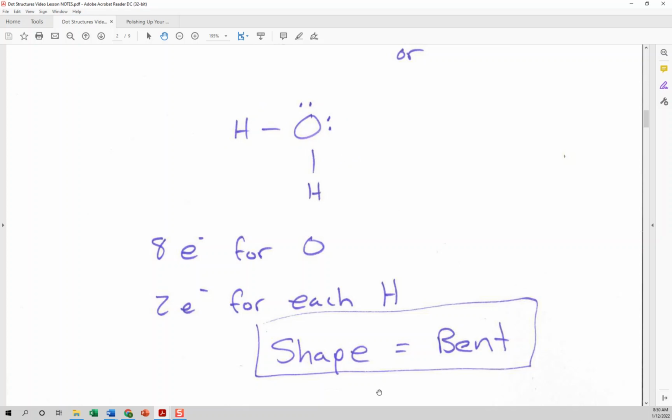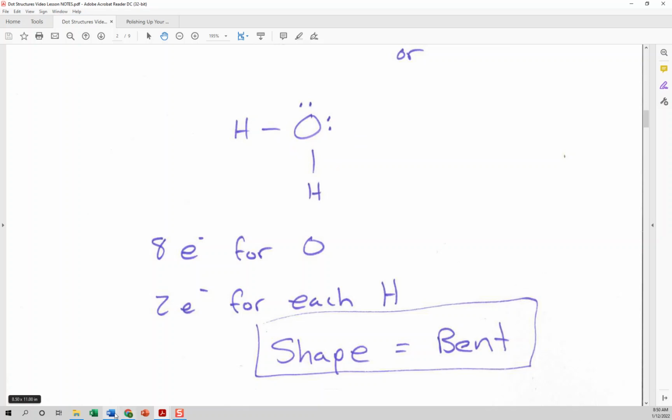But let's talk about shape. A lot of times you draw the dot structure so you can figure out the shape of a molecule. The shape of a water molecule is called bent, but how do we get there? When you're talking about the shape of a molecule, you count how many domains of electrons you have around the central atom. The oxygen is the central atom, and you have 2 lone pairs and 2 bonding pairs.